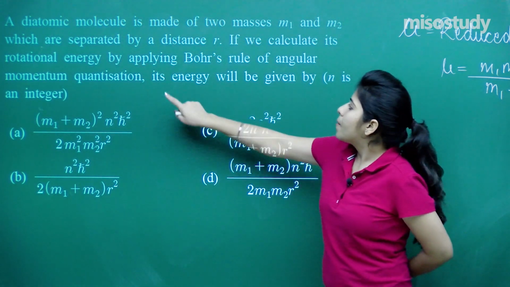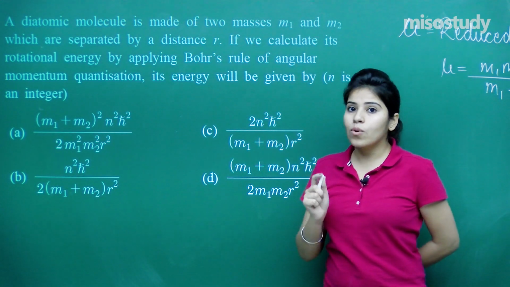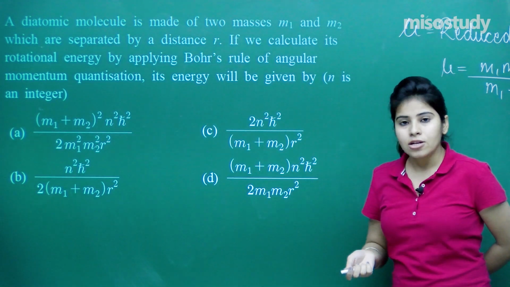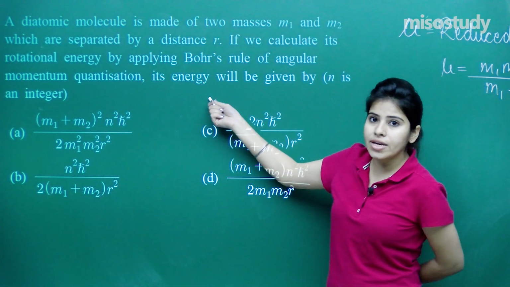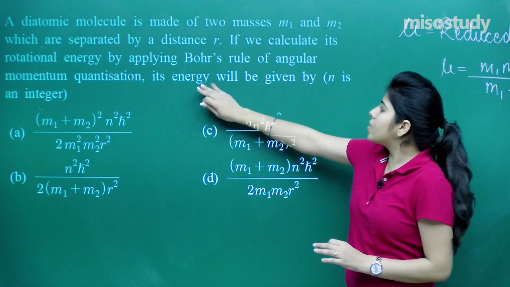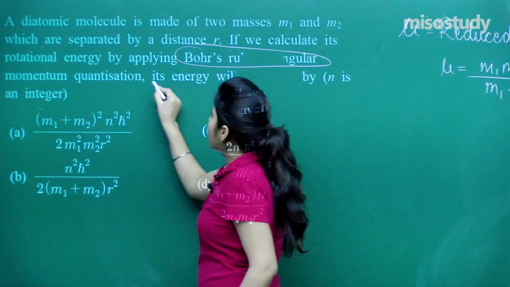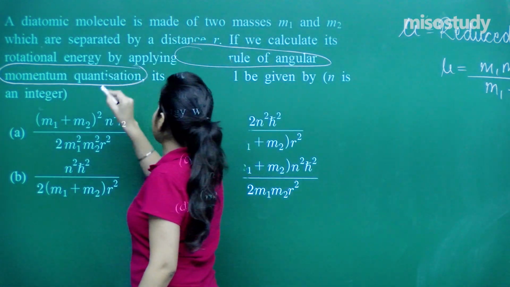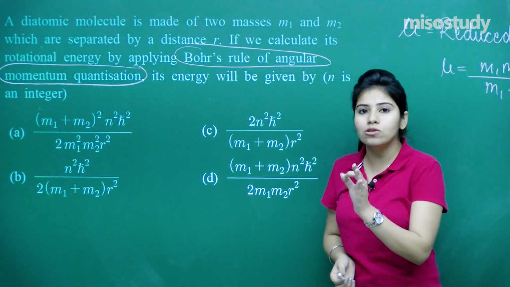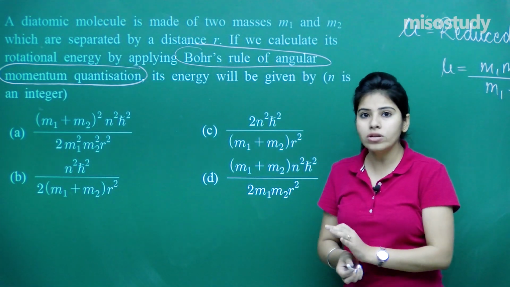If we calculate its rotational energy by applying Bohr's rules of angular momentum quantization, its energy will be given by what? So basically we have to find out the energy. Now let me tell you, we have to apply this Bohr's rule of angular momentum quantization, and that rule says that L equals mvr. Again your mvr will be equal to nh upon 2 pi.